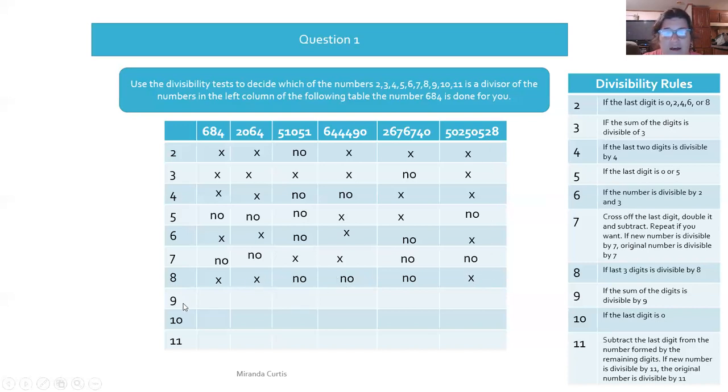Okay, let's look at 9. If the sum of the digits is divisible by 9. Okay, let's see what we got. Okay, let's look right here. Oh, our friend right here, he's divisible by 9. If you thought this one is, you might have thought that one, but it's not divisible by 9. You got like point something.